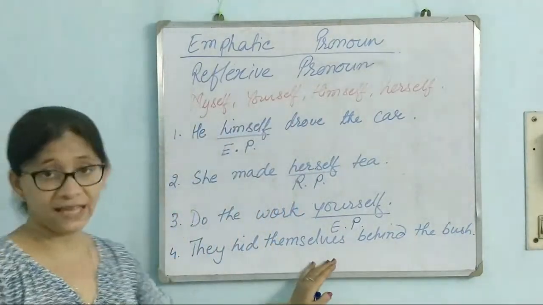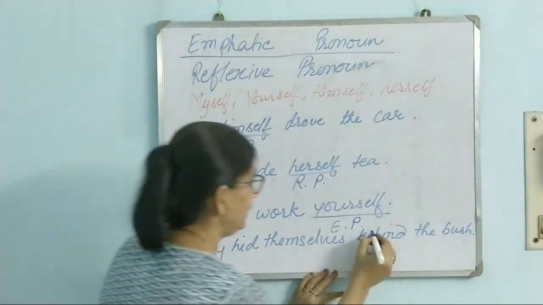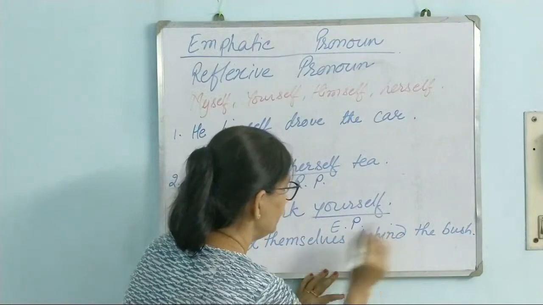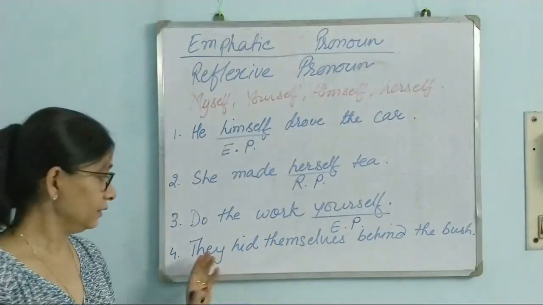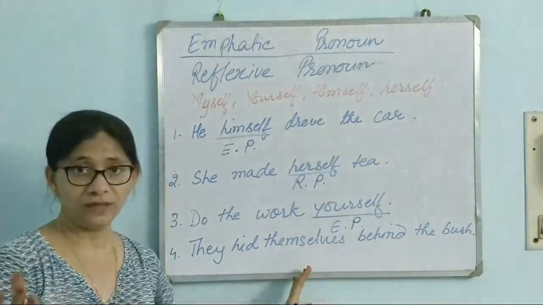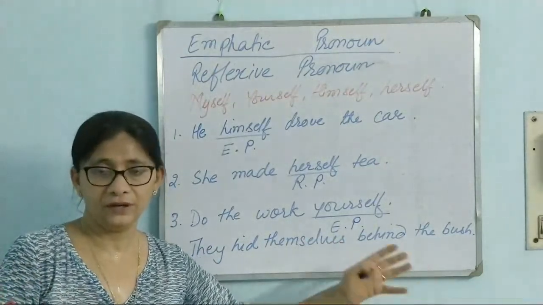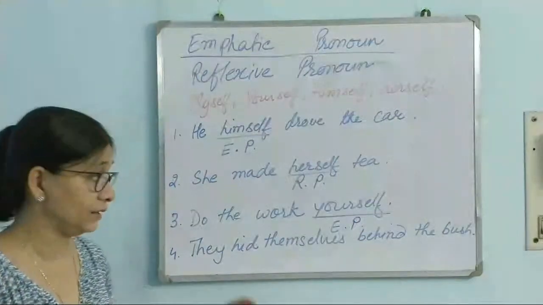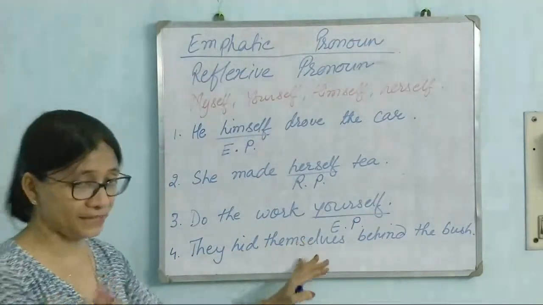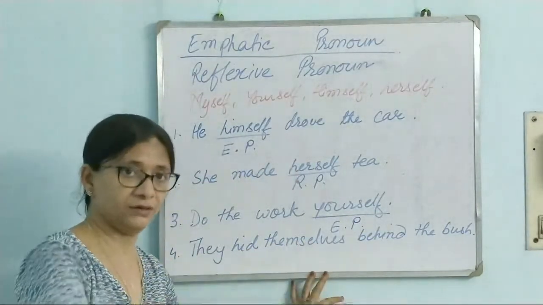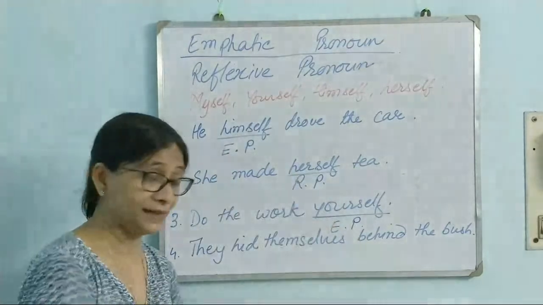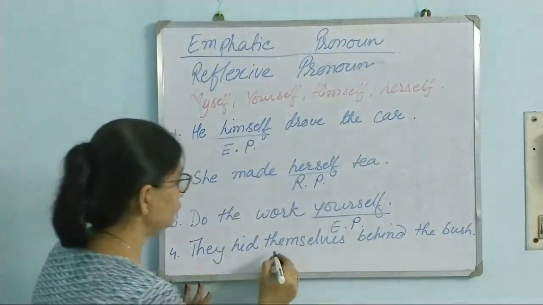They hid themselves behind the bush. Here, if we remove themselves, it becomes "they hid behind the bush." They hid what? It doesn't give the full meaning. But when we say they hid themselves behind the bush, that means they went behind the bush themselves to hide themselves.